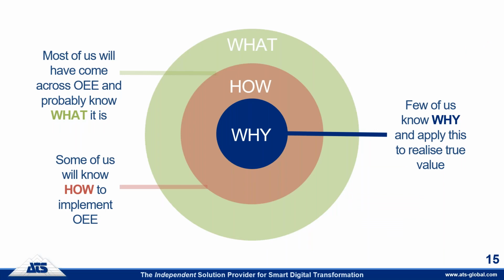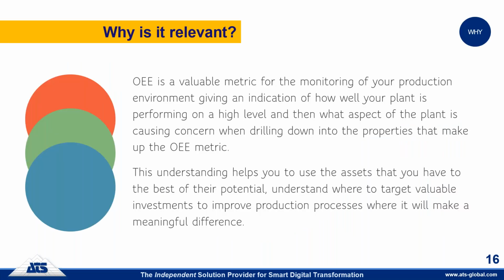So we've looked at what OEE is, how it should be implemented, and next we're going to look at why we should implement an OEE system. So OEE is a valuable metric for the monitoring of your production environment, giving an indication of how well your plant's performing on a high level, and then also at the lower level, what aspect of the plant's causing concern when you drill down into the properties that make up the OEE metric.